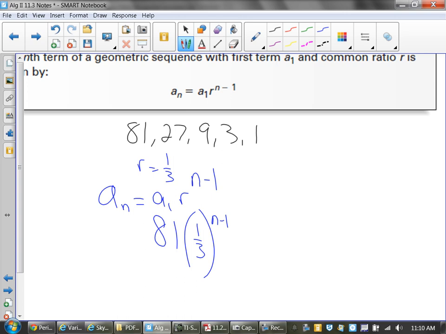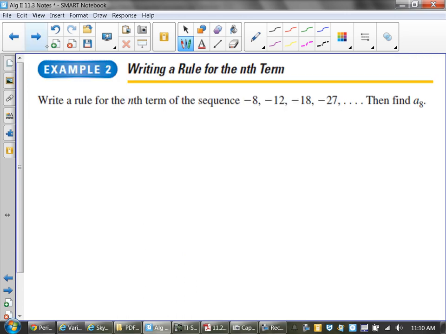I'll show you. It's going to look like this. Write out the rule for the nth term, just like we did yesterday. Write out the rule for the geometric sequence. So in this one here, we have -8, -12, -18, -27.